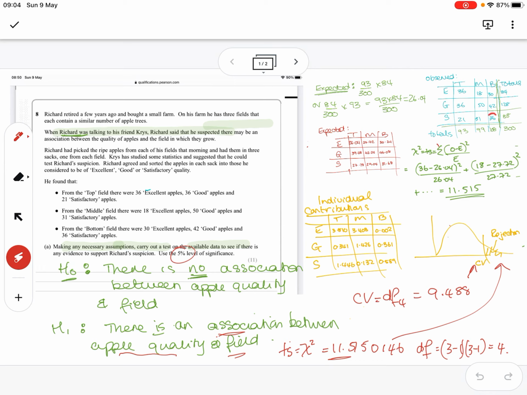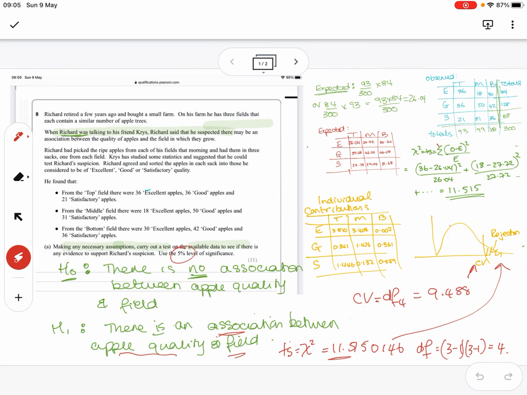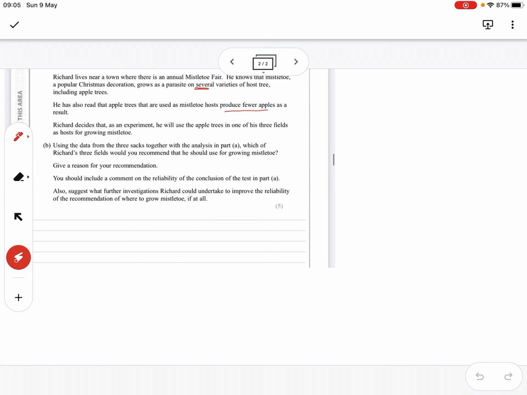But the bottom field has the most unsatisfactory. I don't know. It's interesting, isn't it? But the least excellent might be the one to go for. Maybe that's it. What's the other bit? Reliability and conclusion of the test. This data that we've got is literally only from one day, I believe. That morning, exactly. So it's really, he needs to do a bit more investigation.